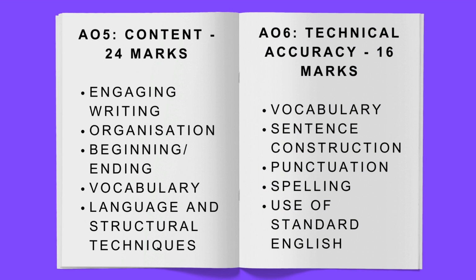Let's have a quick look at how those 40 marks are broken up, because this will help you to know how to answer the question. There are 24 marks for AO5, which is the content. This involves how engaging and interesting a writing is, how well organised it is, whether it has an effective opening and ending, how well the vocabulary is used, and how different language and structure techniques are used.